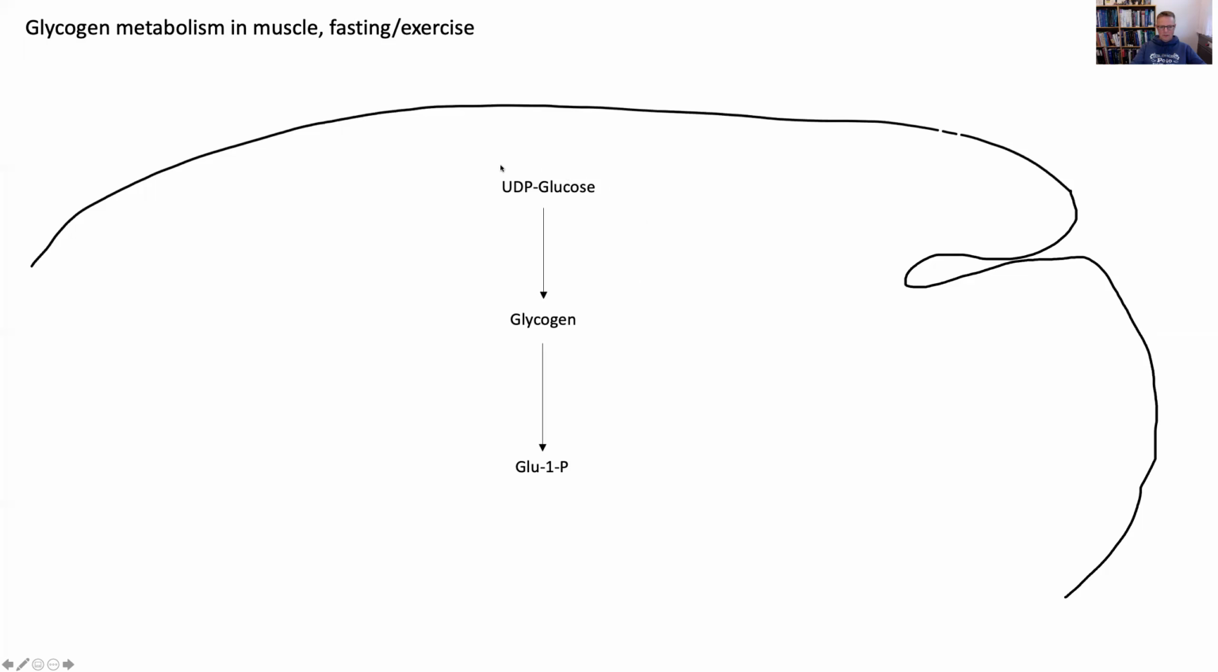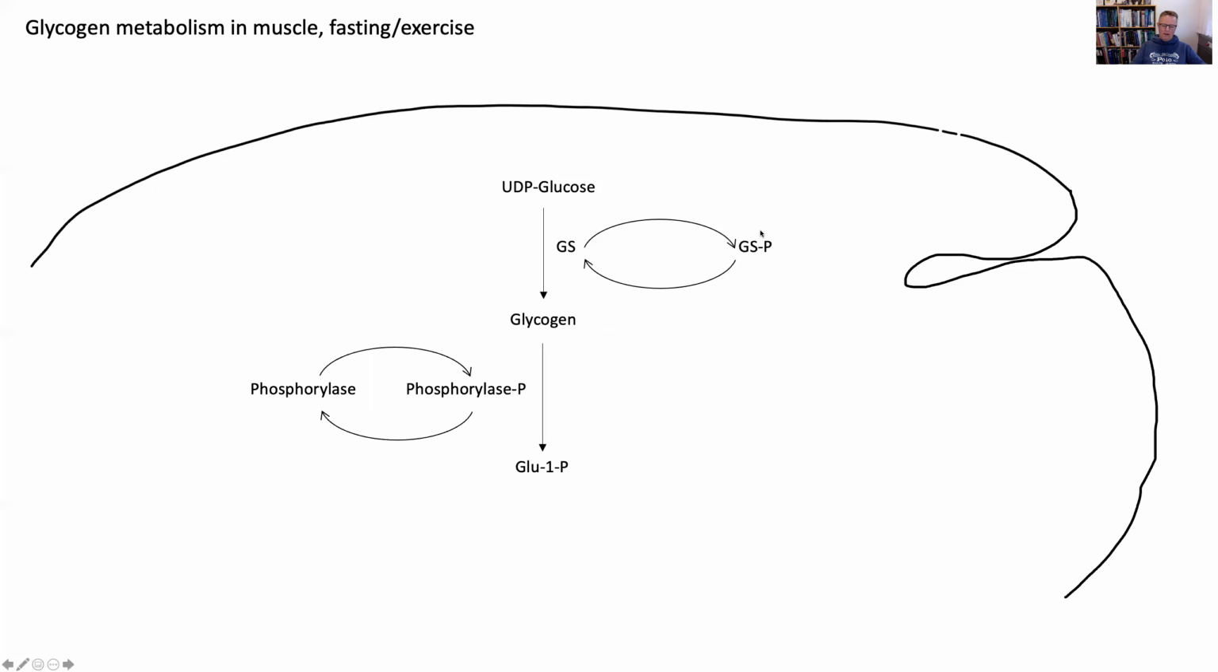We know that UDP glucose, an activated form of glucose, is the substrate for glycogen synthesis. And glycogen can then be degraded typically to glucose 1-phosphate, which relatively easily can be converted to glucose 6-phosphate and thereby enter glycolysis. We know that the enzyme that we need in order to produce glycogen is called glycogen synthase, which also can be phosphorylated and become less active.